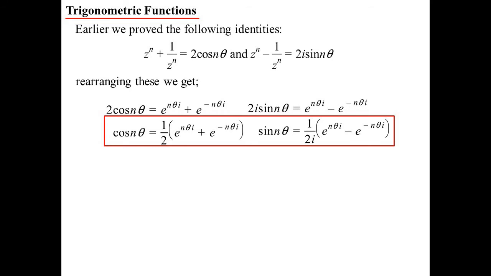And we could do a similar thing for sine, divide by 2i in this case, and we get a result for sine n theta. So now if we have to prove sine squared plus cos squared equals 1, there's the simplest trig identity that we have.